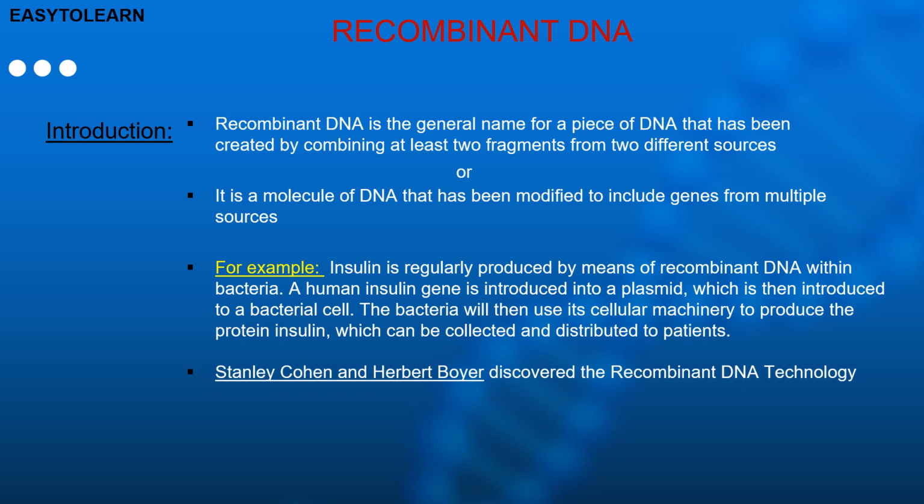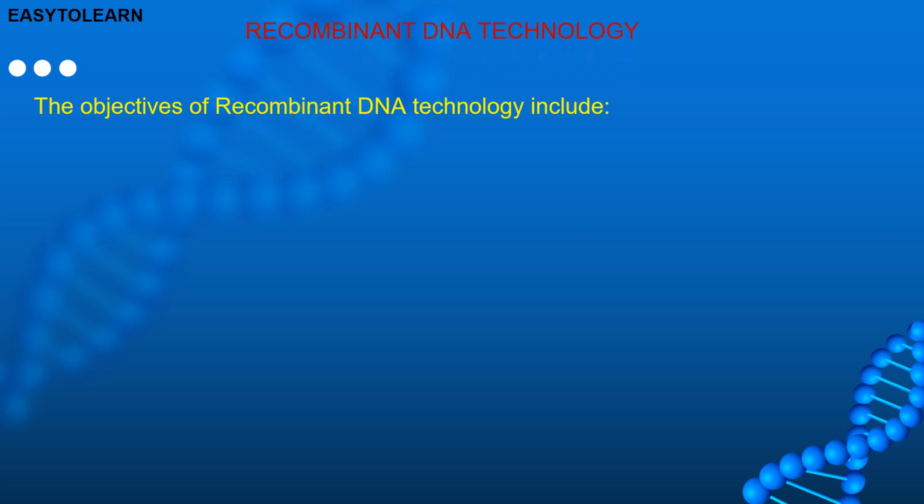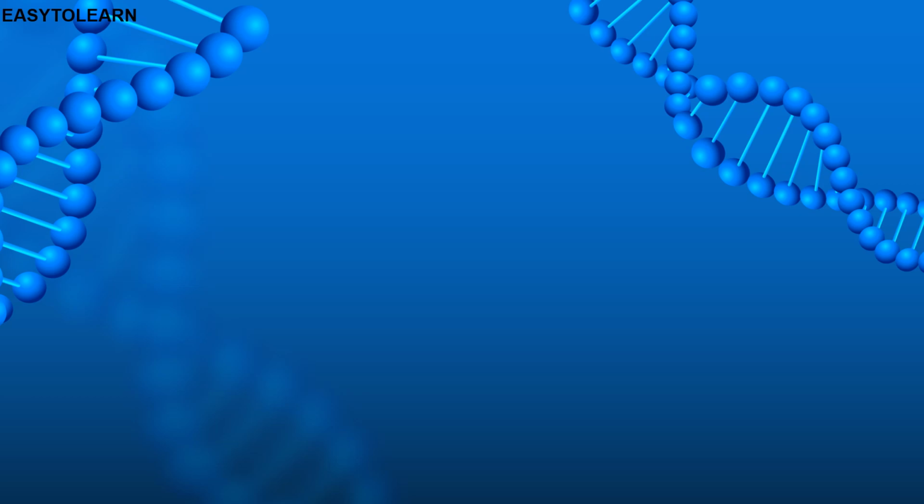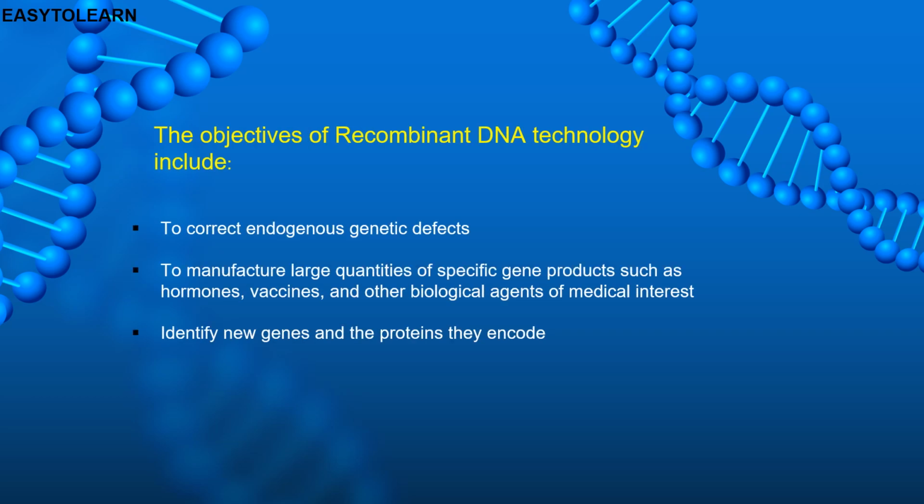We will go through some of its objectives. It helps in identification of genes, it can isolate the genes, and also helps in the modification of genes. Here, isolating the genes, what does it mean? We can say it is the lack of interbreeding or genetic mixing between organisms of the same species. This may also result in speciation. This technology also manufactures large quantities of specific gene products such as hormones, vaccines, and other biological agents.